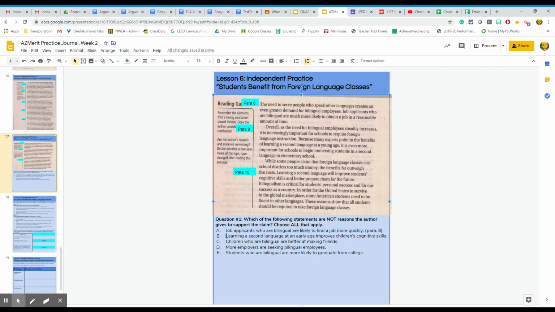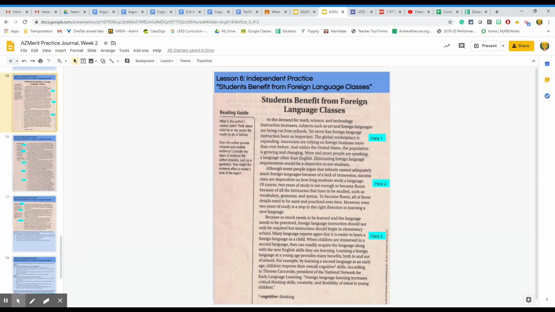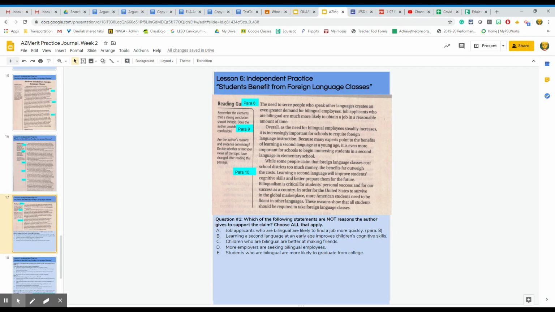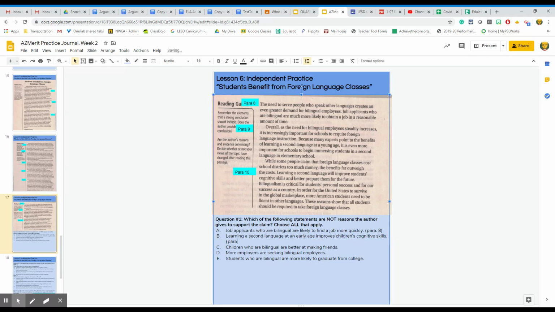The second option, B, says learning a second language at an early age improves children's cognitive skills. It also mentions this in the text. It mentions this in the 3rd paragraph. So back on the first page, if you look about halfway through paragraph 3, it says, for example, by learning a second language at an early age, children improve their cognitive skills. Cognitive means thinking skills. So there you go. Right there in paragraph 3, the author mentions that learning a second language improves a child's cognitive or thinking skills.